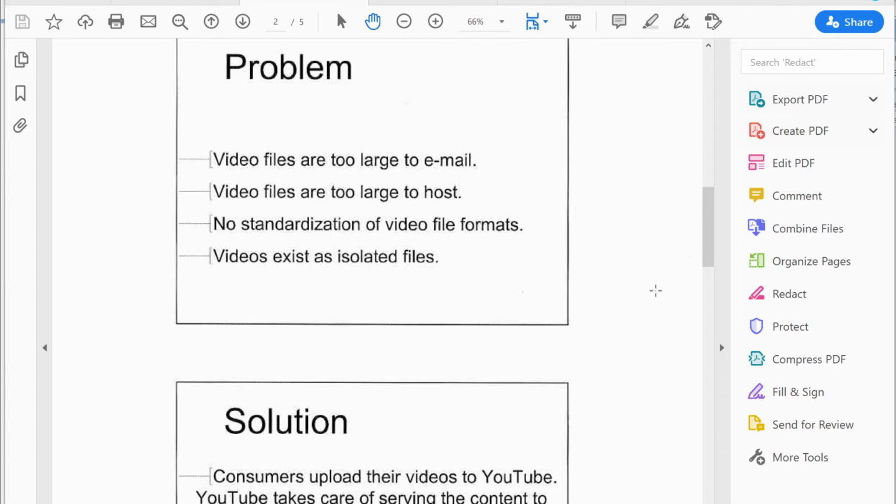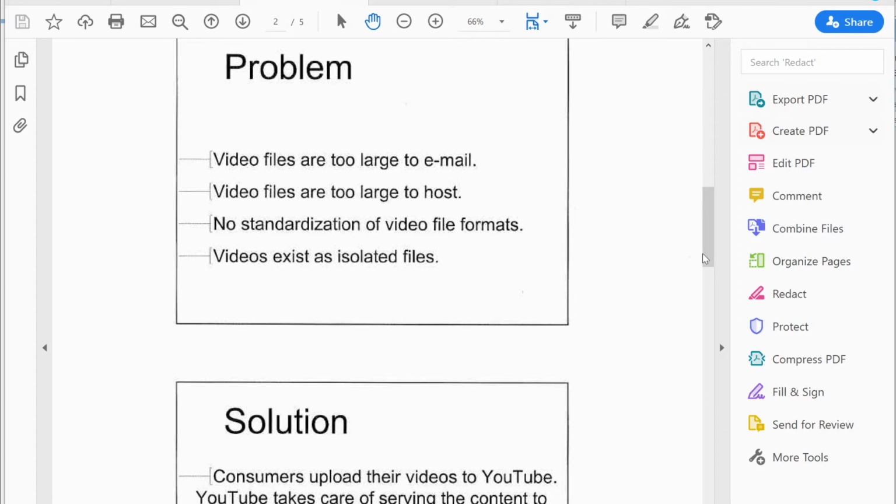Video files are too large to email, and you know this to be true. Video files are too large to host, and if you had any experience hosting websites, you would know that was true as well. No standardization of video file formats. It's gotten a little bit easier now, but it was not. If you send a movie file to somebody with a PC, they're not going to be able to open it. You will have to download the codecs to be able to view it, and you might not get the quality you want, and sometimes people just don't bother. All right, and videos exist as isolated files. If you name it wrong, nobody will know what's in it.